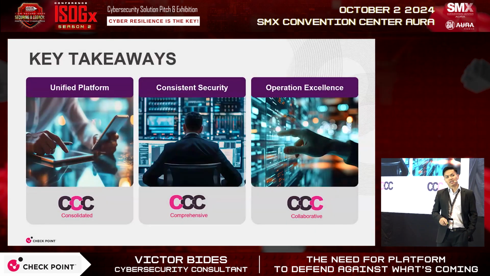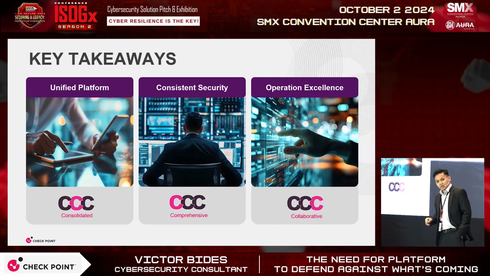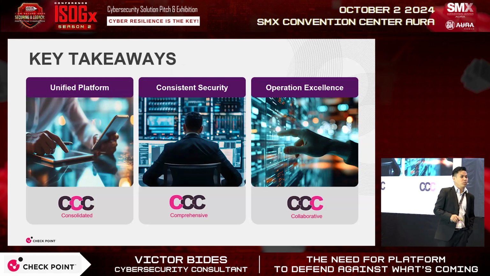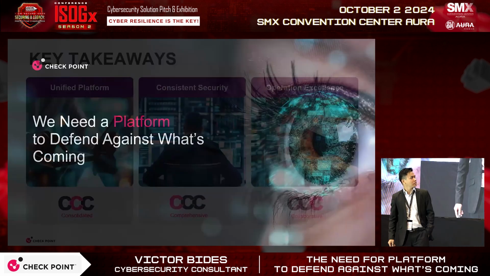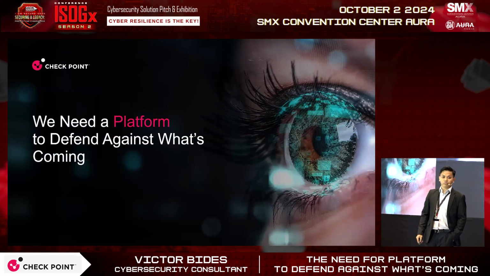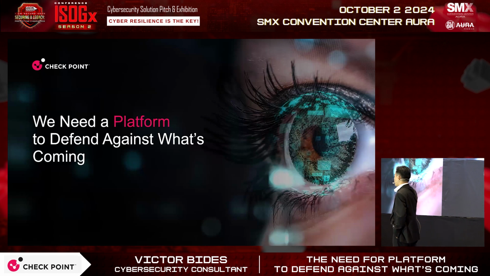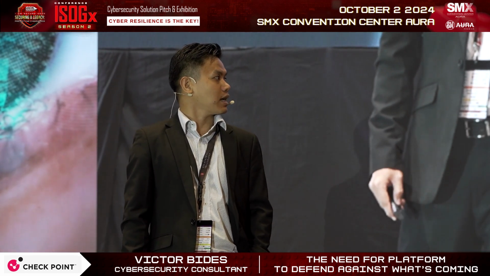And lastly, my key takeaways, like I said, the 3 Cs. Consolidated, which makes SOC operation a lot easier, with a single unified management console. Comprehensive, covering every attack vector. Collaborative, which basically means tools that work together to prevent breach. Okay? So to wrap this up, we need a platform. Consolidation is the way to go forward. Okay? And that's the way to defend against what's coming.